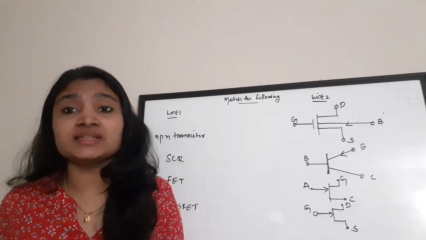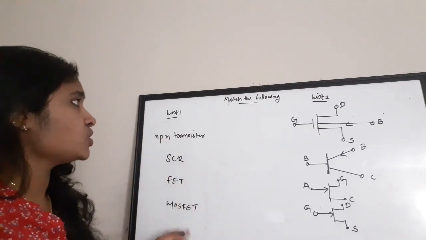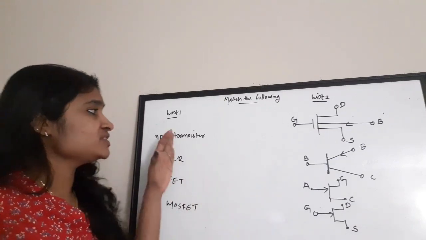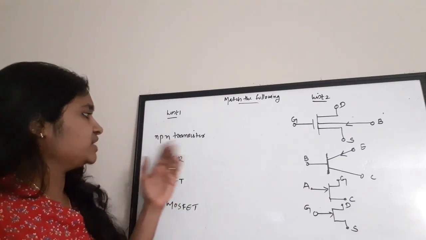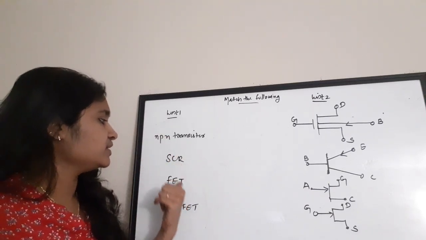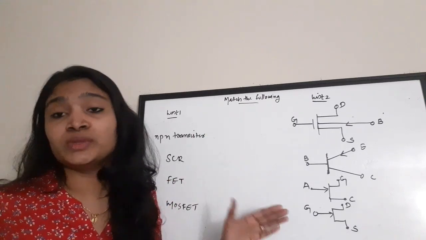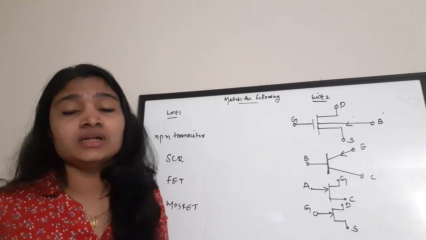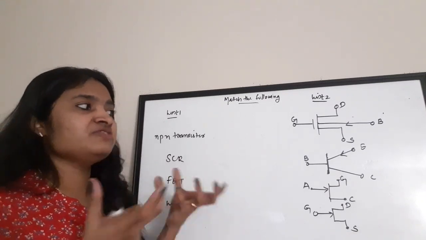The next question is a match the following type of question. That is, you have to match the items on list 1 with list 2. List 1 consists of certain electronic devices like NPN transistor, silicon control rectifier, FET and MOSFET. And you have to match list 2 with their symbols. Very simple, but you have to apply some tricks to solve it faster.